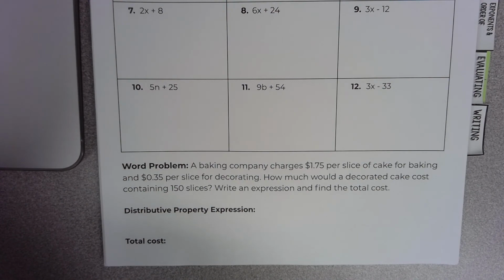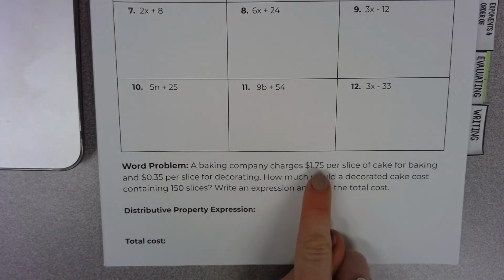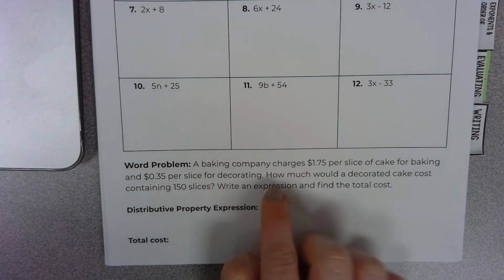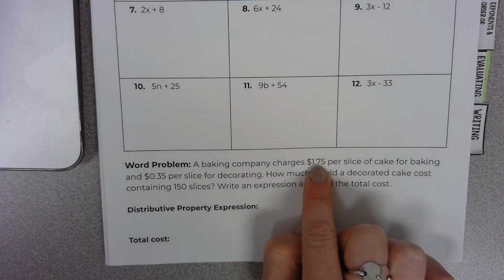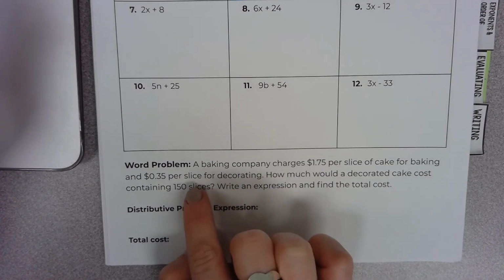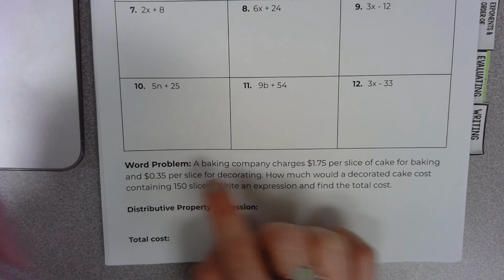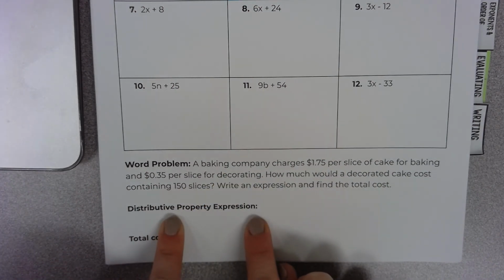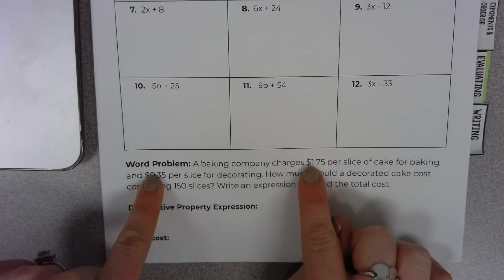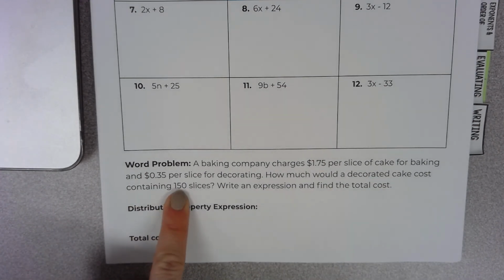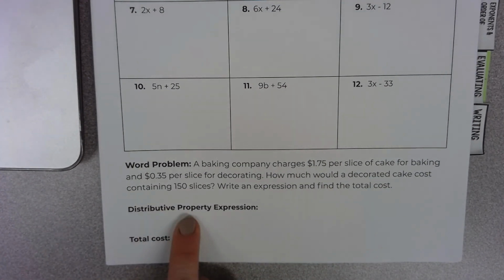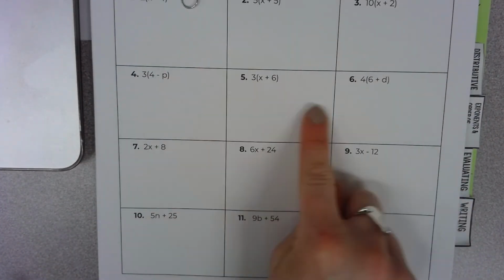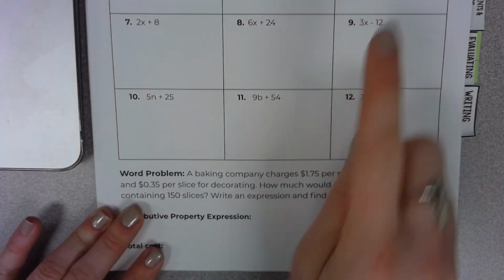So going back to these problems up here, you're given $1.75, which is this cake. And then if you want to decorate it, it's another 35 cents. So together, these are one slice. You're going to be creating an expression for not only one slice, but if you're buying 150 slices, think about how you would use the distributive property and think about maybe how you would write an expression like these up here. And then you're going to find the total cost down here.